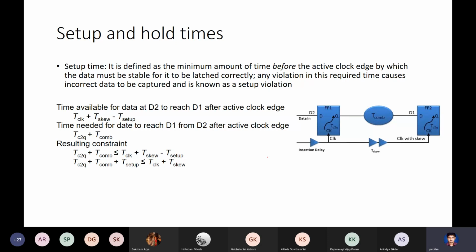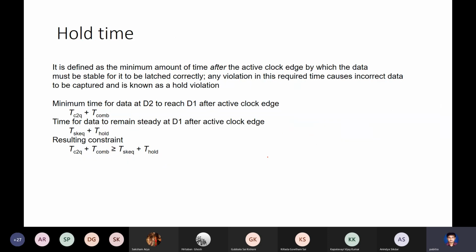So whenever you design these circuits, there will be T C2Q, then a combinatorial delay, then the time period of the clock, then a skew time period, and a setup time. All these constraints should be satisfied for determinate operation.